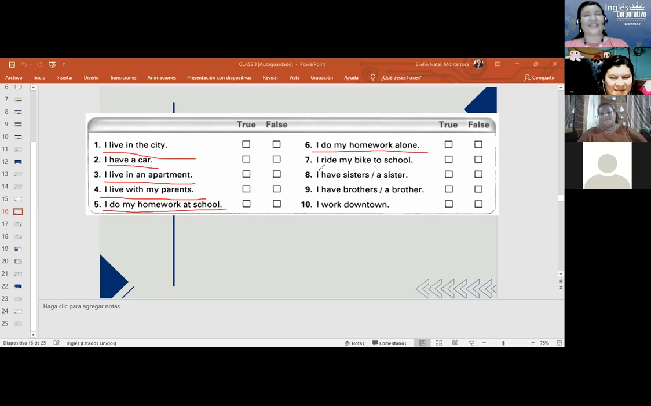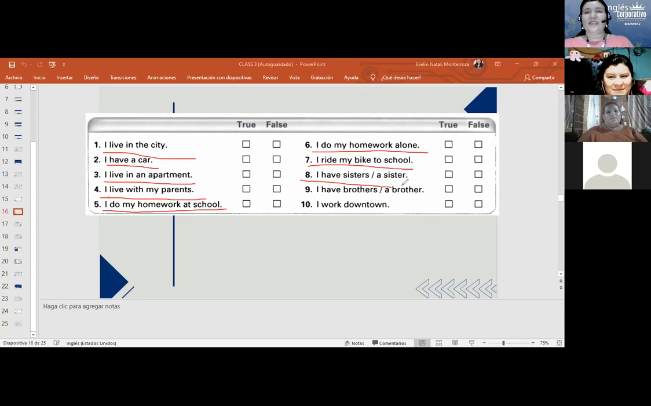You are very honest. I ride my bike to school. True or false? I think it's false. Who goes to work by bike? ¿Quién va a trabajar en bicicleta aquí? False, right? I think no one.